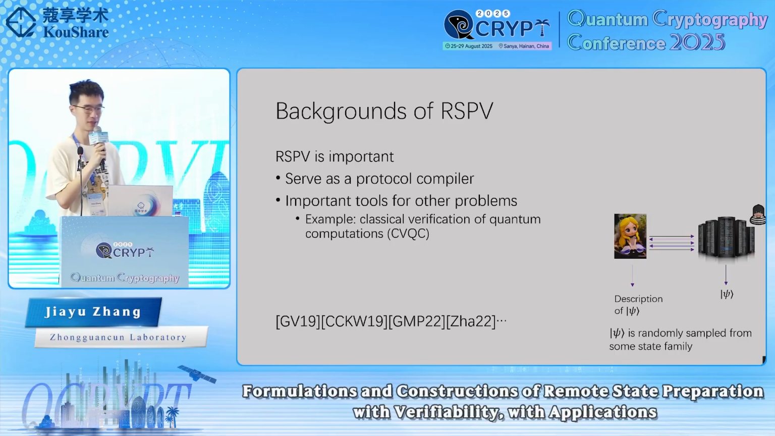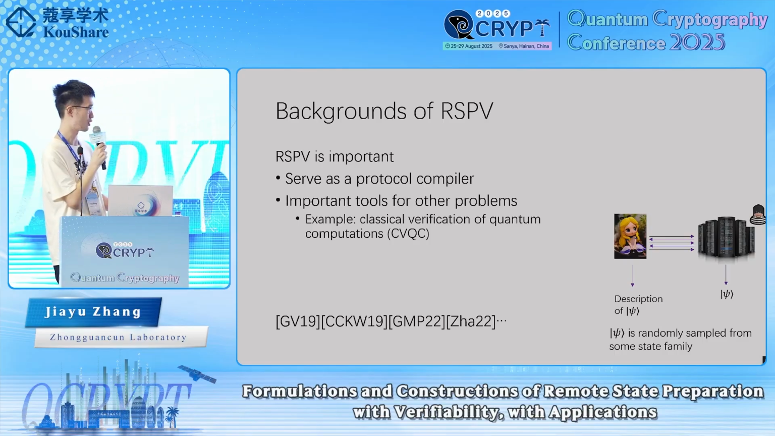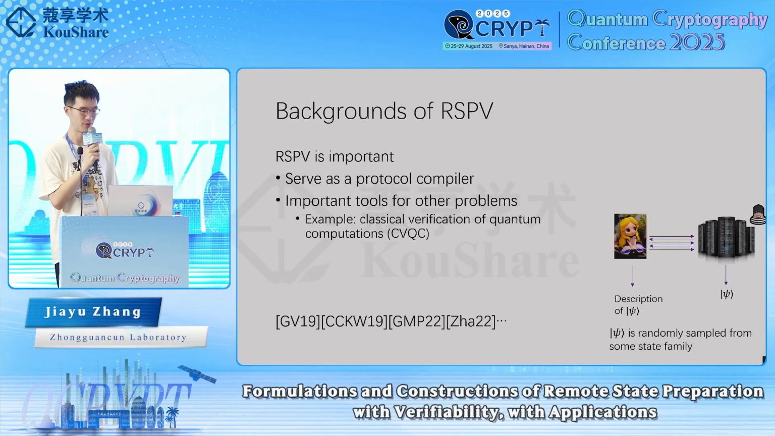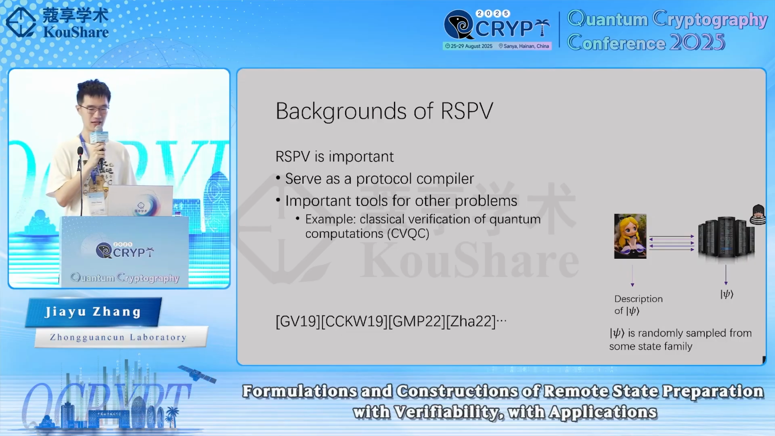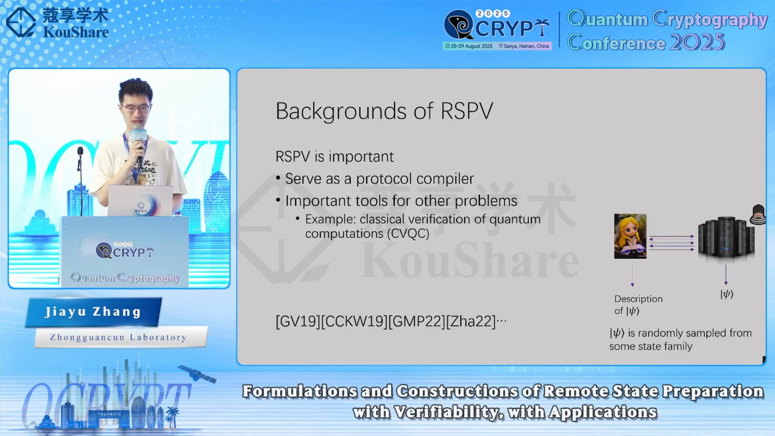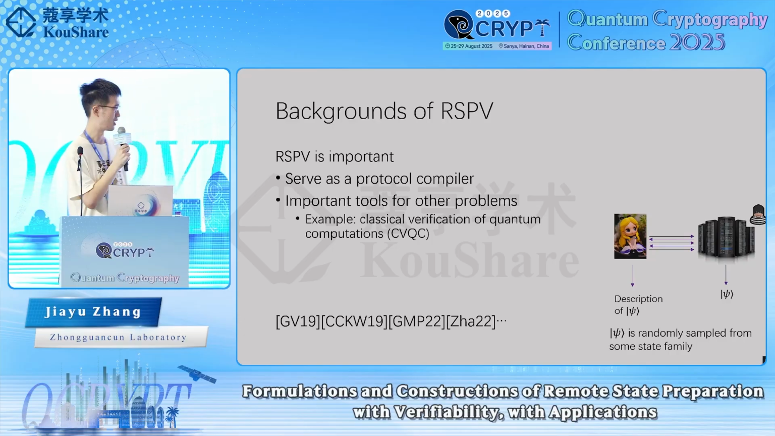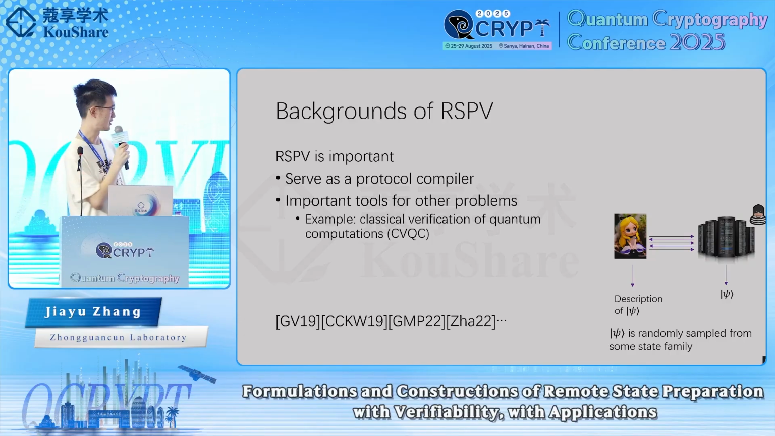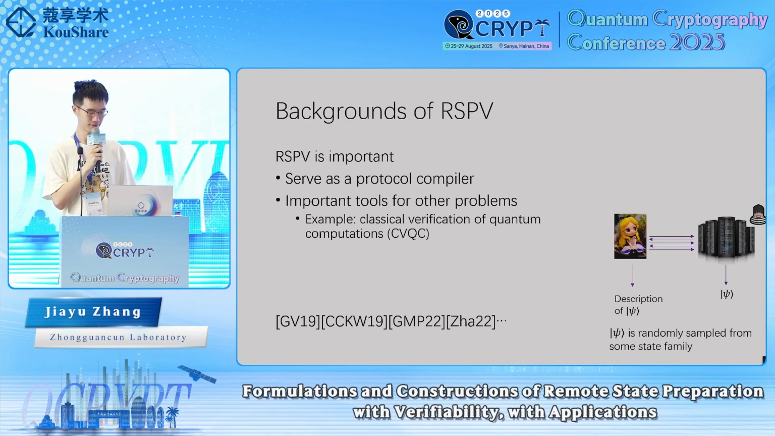And this technique has become an important tool for many other problems, including classical verification of quantum computations, CVQC, which is an important quantum cryptographic primitive. And there are also some other works which use RSPV. I will describe one application in my second talk. And there are many results on the RSPV primitive.